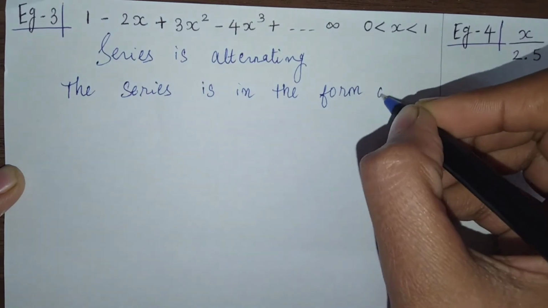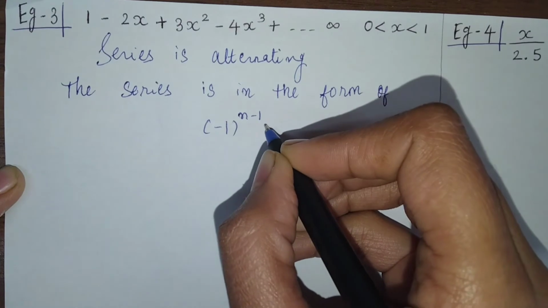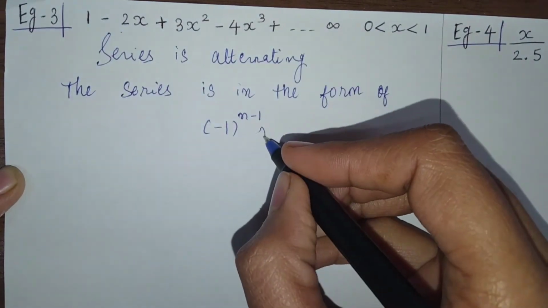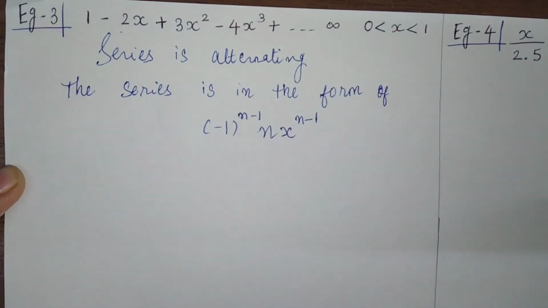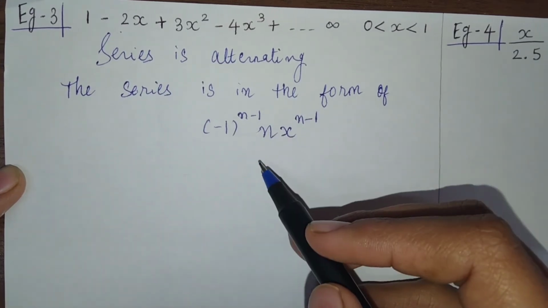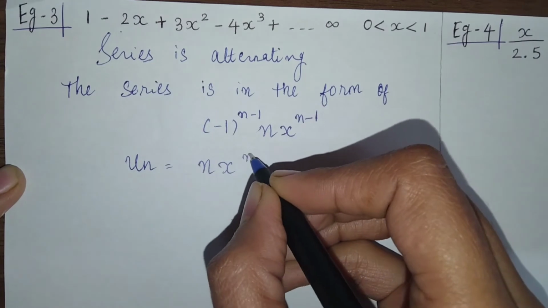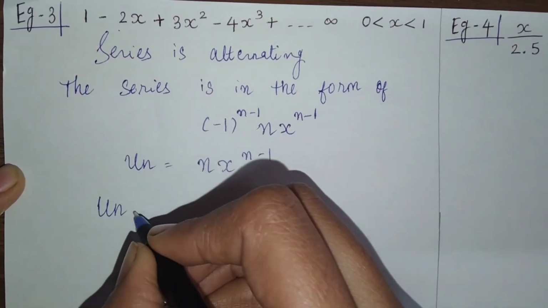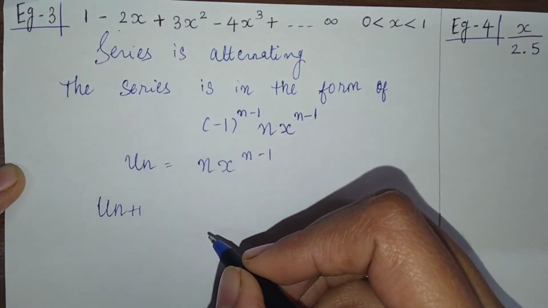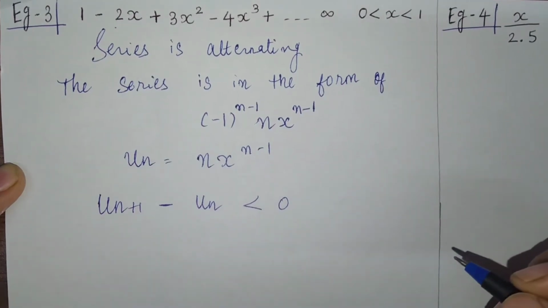you have to write the standard form, that is minus 1 raised to n minus 1 into n x raised to n minus 1. So this is the standard form, and so we got our un. So we can write that our un is equal to n x raised to n minus 1. Now we will check whether the un is greater than un plus 1 or not. So for that we will calculate whether it is less than 0 or not.